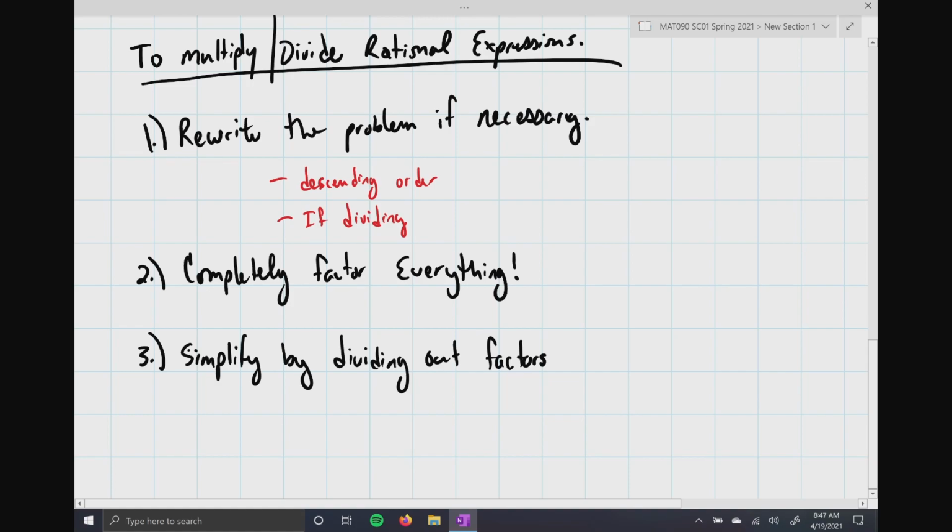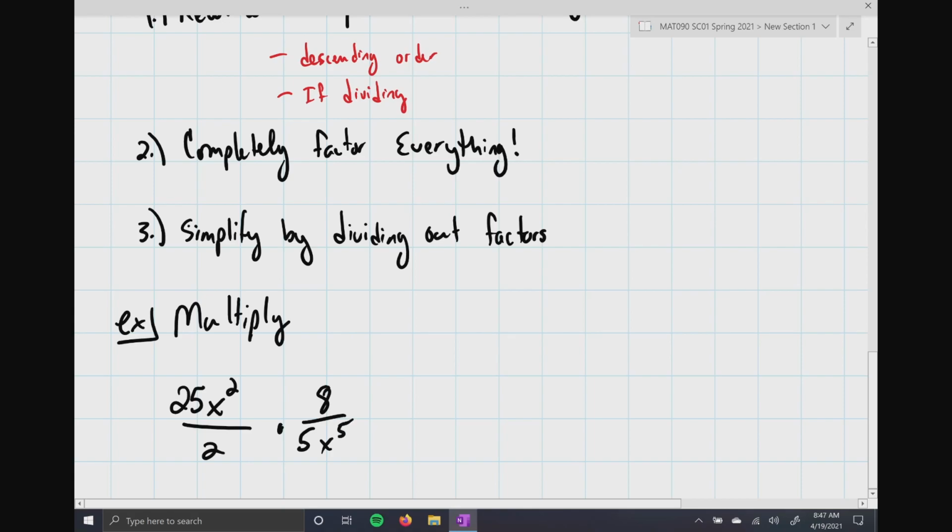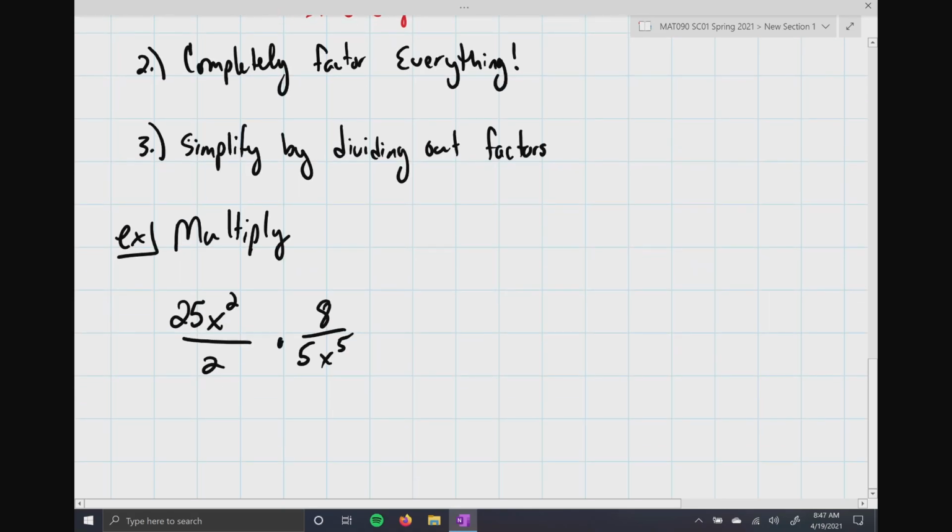All right, so we're going to start off with a really easy problem. This one, you would have already seen at the beginning of the semester. So, example, and I'm just going to put the word multiply for all of them. All right, so we have 25x to the second divided by 2 times 8 divided by 5x to the fifth.